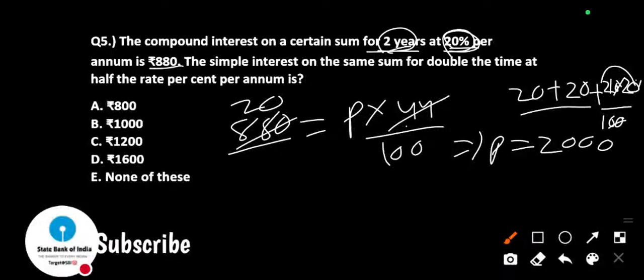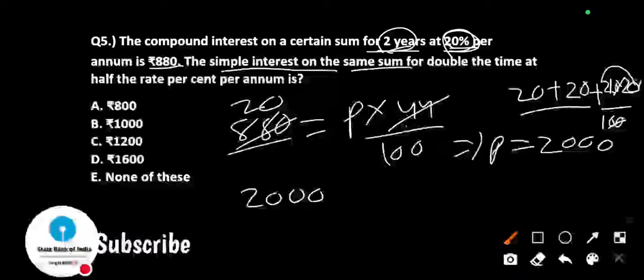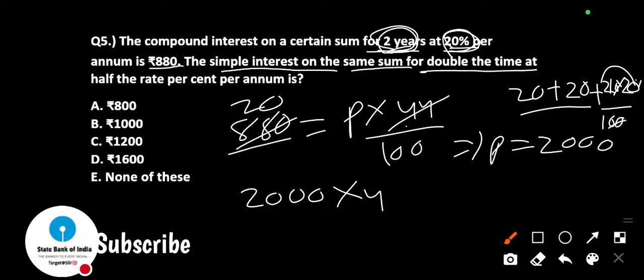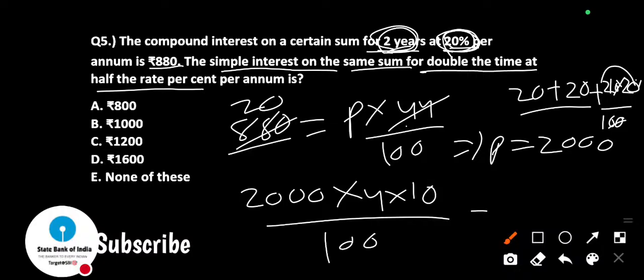Now the question asked is the simple interest on the same sum, for double the time. Here initially the time is 2 years, now the time is 4 years, at half the rate. Here 20% is the rate, so here 10% is the rate. We need to find the simple interest. Double zeros cancel, 4 into 2 is 8, and we have double zeros, so the answer will be 800. Option A is the answer.